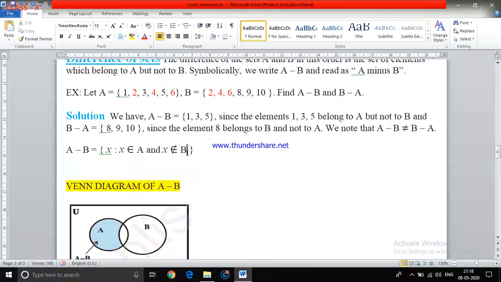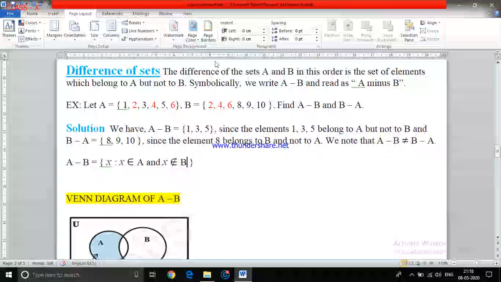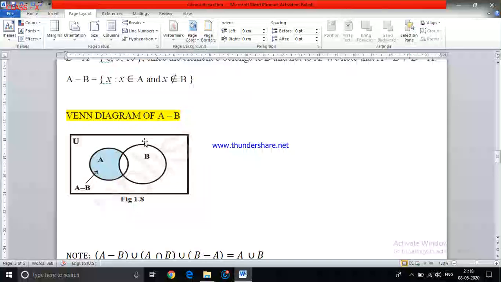Now what about the Venn diagram of A minus B? How does it look? This is the Venn diagram of A minus B. I have shaded only the region which has no common part with B. If you observe the circle carefully, this blue part has no common part with B. Here, this part I have not considered. The common part of A and B I have to exclude.